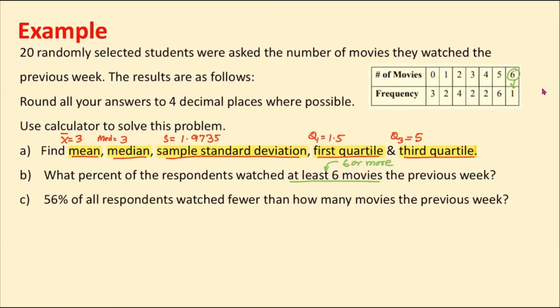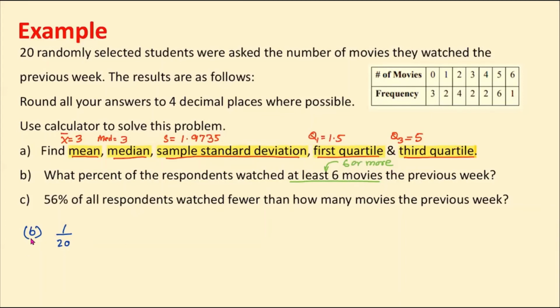And more than 6 we don't have. That means what percent? We need the percentage for that. So for part B, we saw that if we add 3 plus 2 plus 4 plus 2 plus 2 plus 6 plus 1, the number of students in the survey is 20. So one student out of 20 watched 6 or more movies.